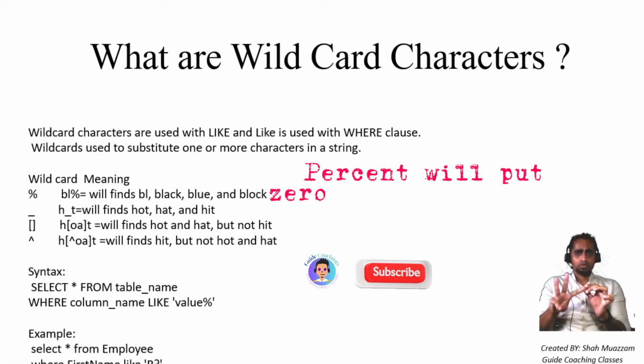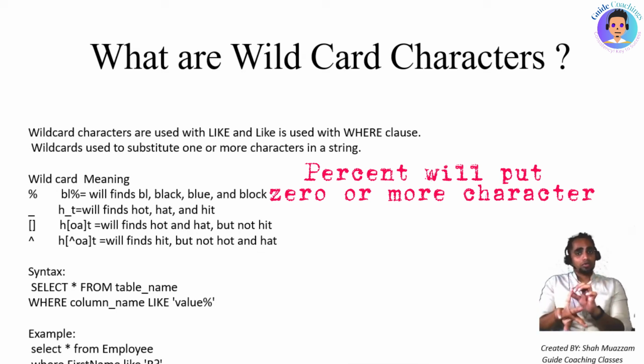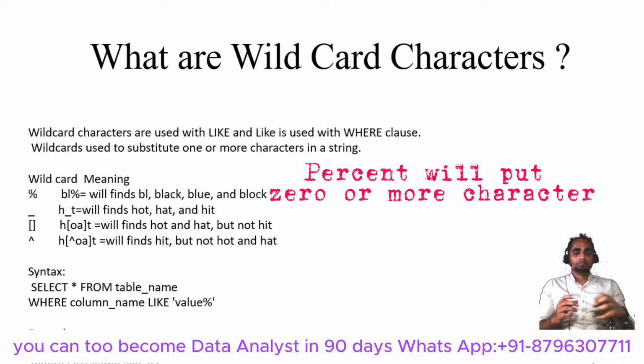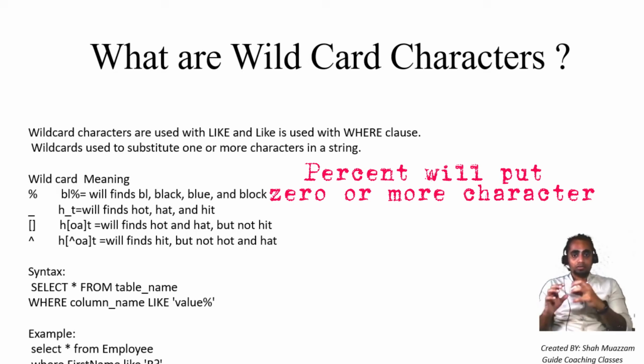Percent stands for zero characters, one character, or more than one character. So if I put BL and then a percent sign, it will give all the BL records. It could be BLA, blah. If it has more than one letter, that is BL plus ACK, black, it will fetch black as well. Then it will fetch blue, and then it will fetch BL.